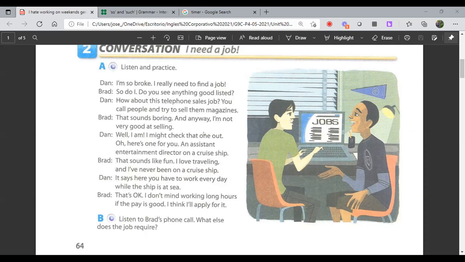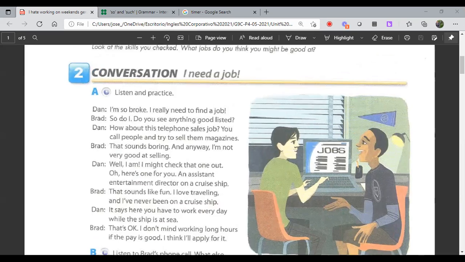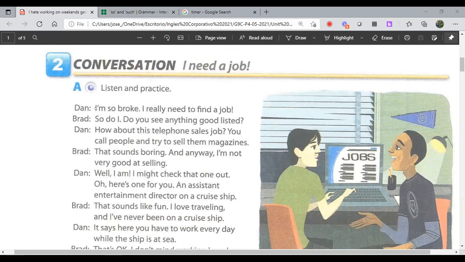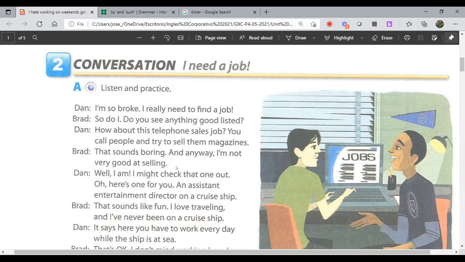Okay, so you see, that's why it's very important to at least know a second language. ¿Verdad? And this takes me to the expression at the beginning of the conversation. I'm so broke. We just covered this. Dice, fíjense, acabamos de estudiar esta estructura y aparece en una conversación. I'm so broke, ¿verdad? Estoy arruinado. Okay. I'm so broke in there.